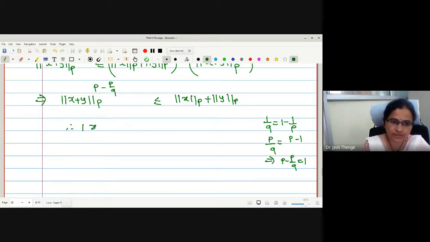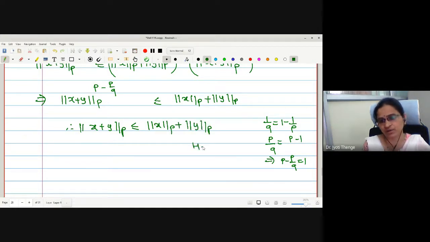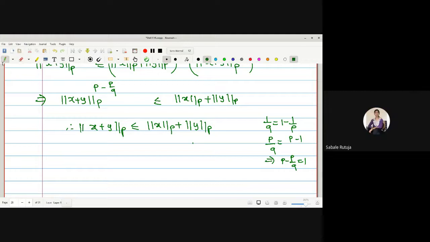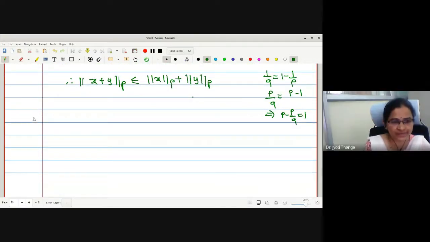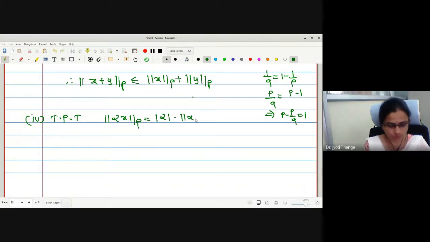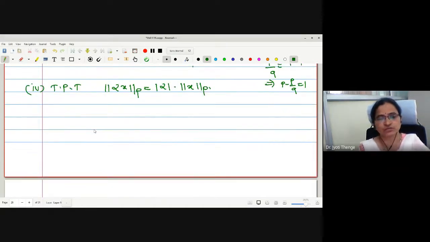So to the left, we have simply norm p of x plus y less than or equals to norm p of x plus norm p of y. Hence, it is the proof of triangular inequality. Any difficulty? No, ma'am. Now, the last point I will keep for homework: to prove that norm p of alpha x is equal to mod alpha into norm p of x. You should try to prove this. It will be easy for you to prove this.